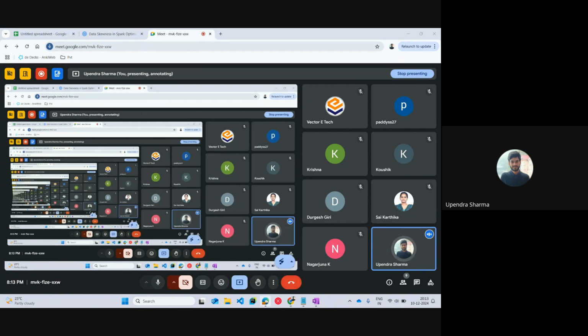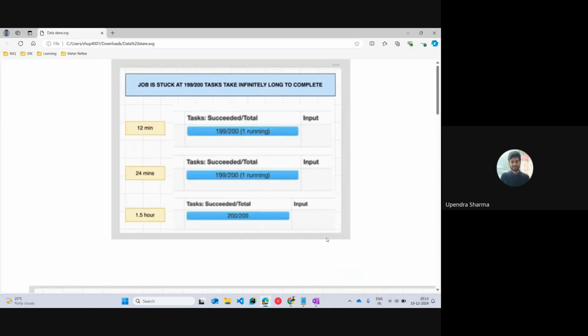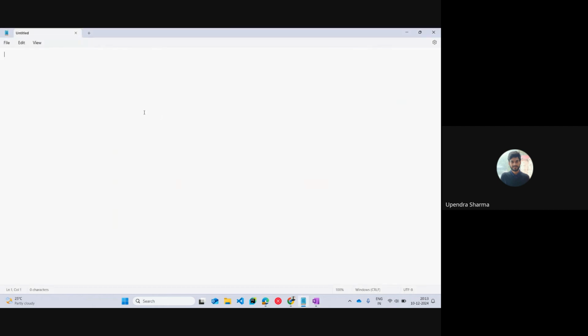So today I'll be talking about one of the most commonly faced challenges, which is called data skewness, right? Let me just zoom it in.